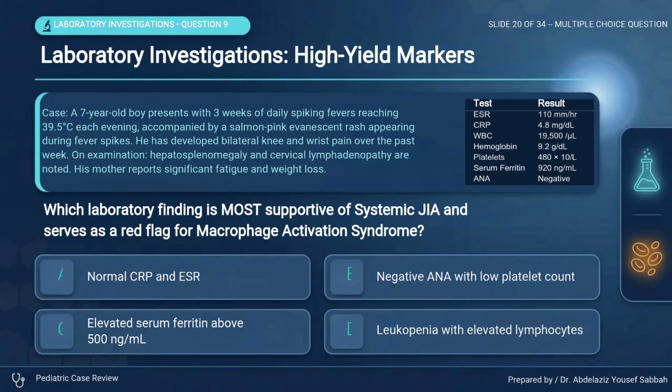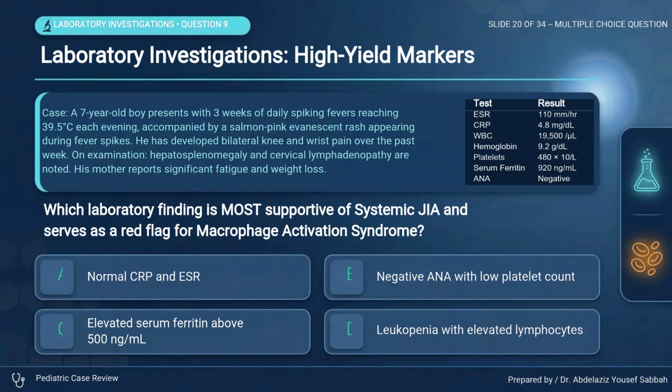Case 10. A 7-year-old boy presents with 3 weeks of daily spiking fevers reaching 39.5 degrees Celsius each evening, accompanied by a salmon-pink evanescent rash appearing during fever spikes. He has developed bilateral knee and wrist pain over the past week. On examination, hepatosplenomegaly and cervical lymphadenopathy are noted. His mother reports significant fatigue and weight loss.